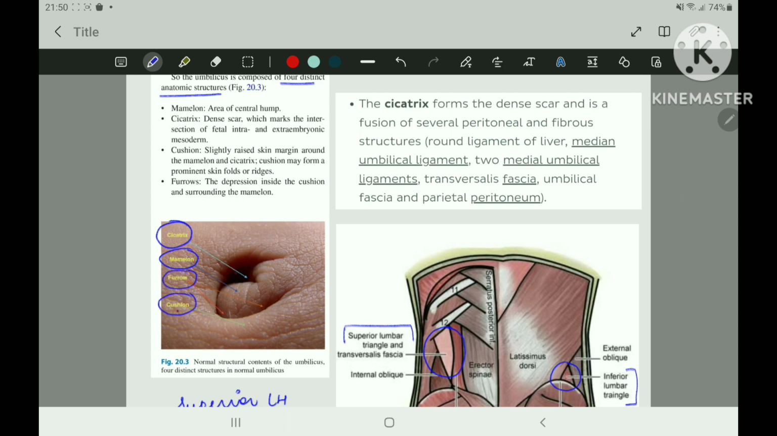So cicatrix is the central portion, that is the dense scar actually, and it is the fusion of several peritoneal and fibrous structures. It includes the round ligament of the liver, the median umbilical ligament in the center, and laterally the 2 medial umbilical ligaments, and also the transversalis fascia is part of it. Umbilical fascia and parietal peritoneum form a dense scar which forms the cicatrix, the central portion.